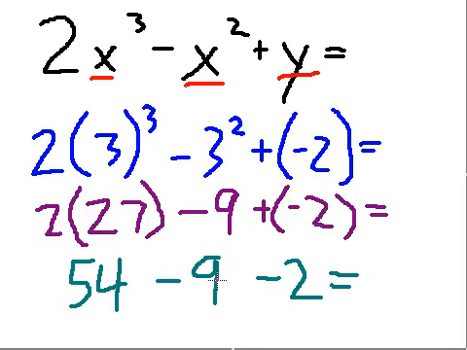Alright, 54 minus 9 is 45, and 45 minus 2 is 43. And that's our answer.